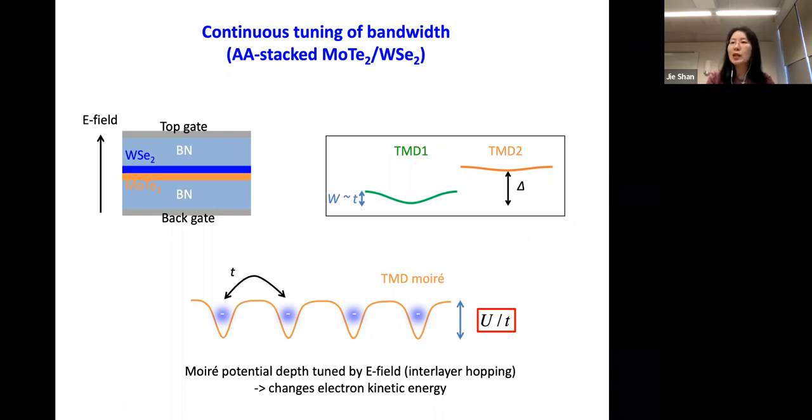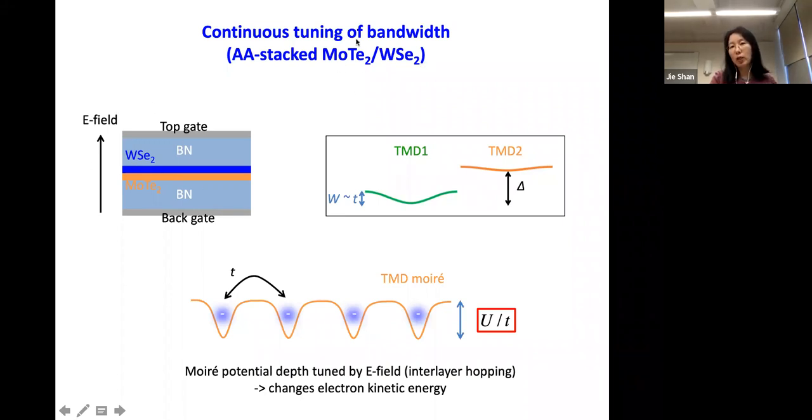Some related study will be pressure-induced bandwidth change. But this will be one of the cleanest systems you can study for the Mott transition. So let me just tell you a little bit about this combination.